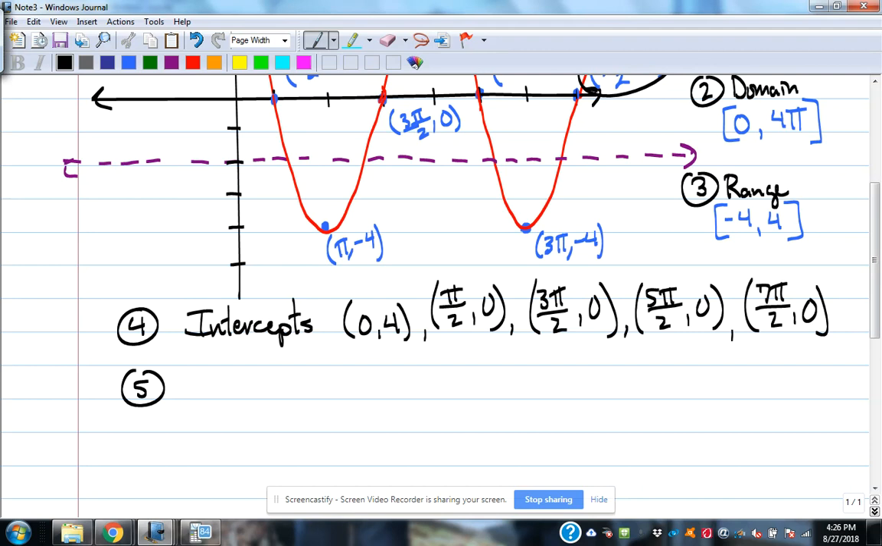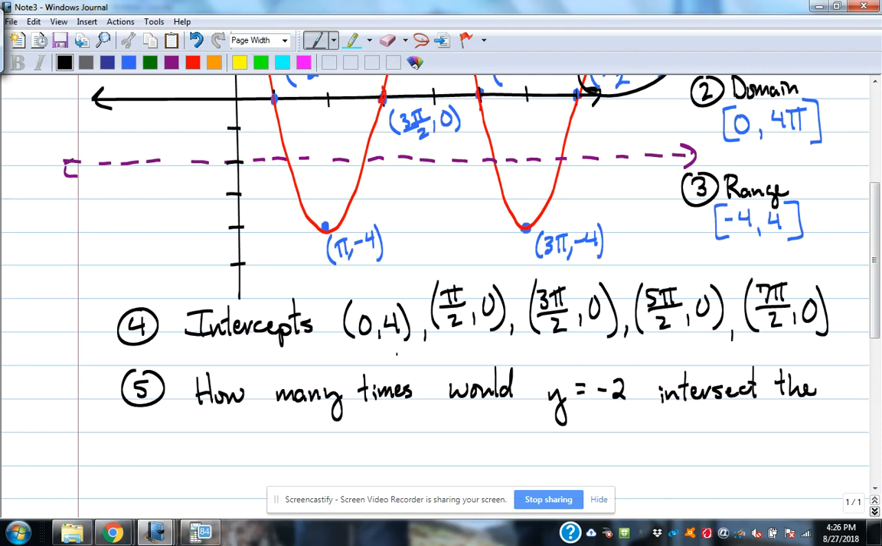That purple dotted line is important for this next one. How many times would y equals -2 intersect the graph?